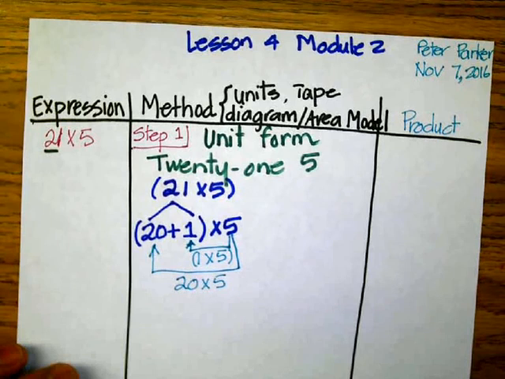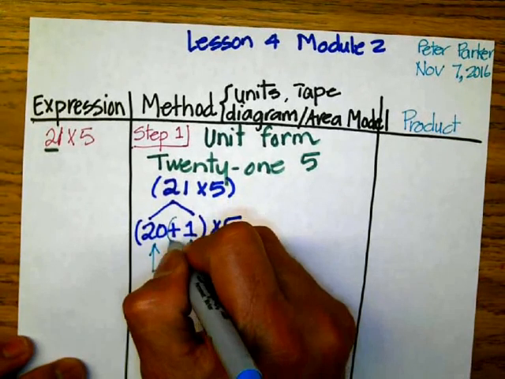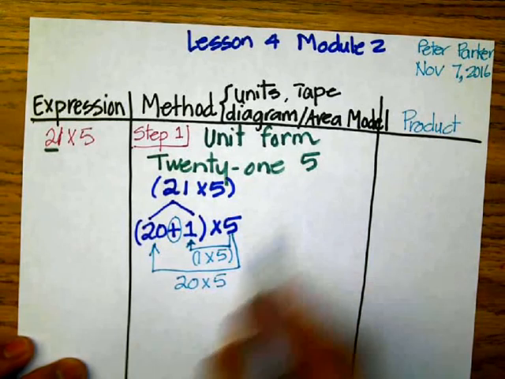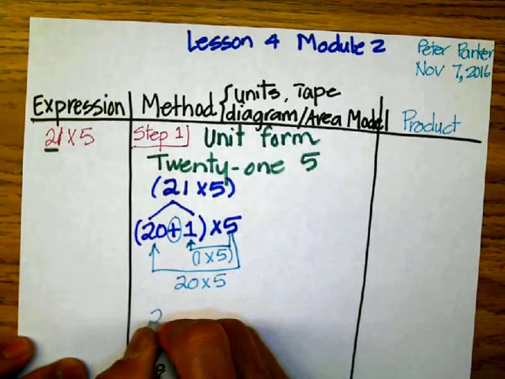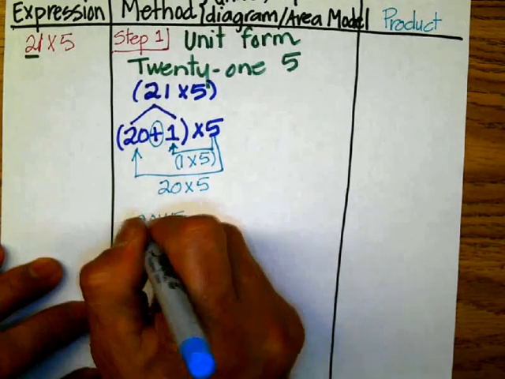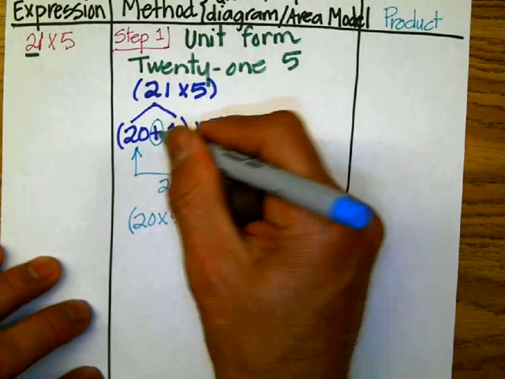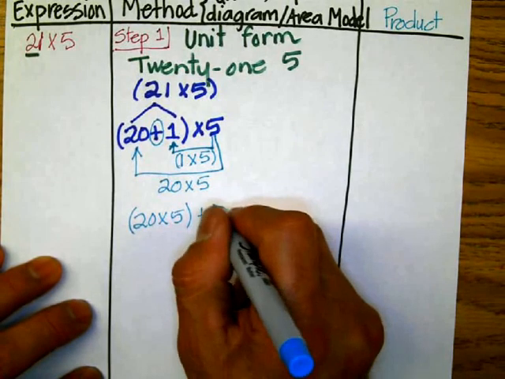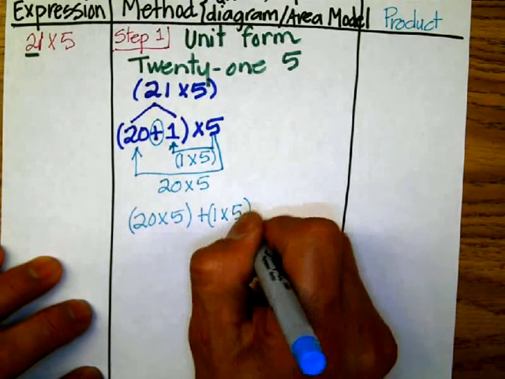Okay, now these two products at the end, they need to be added up. So let's write it down. So we have the first number, 20 times 5, plus 1 times 5. Okay, step number 2.